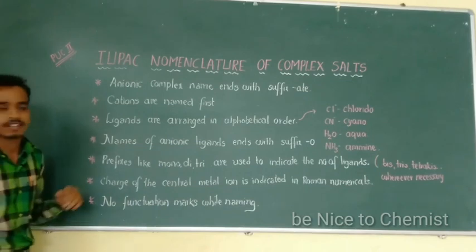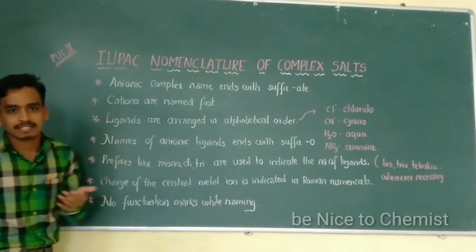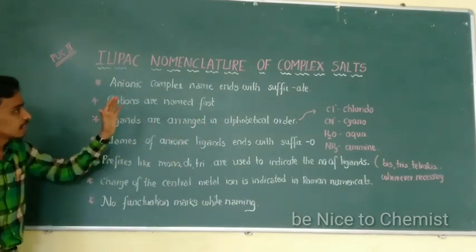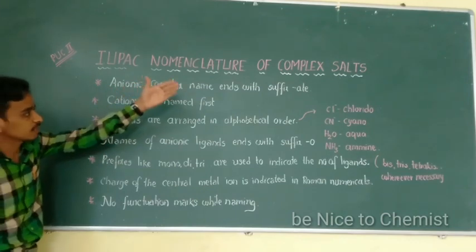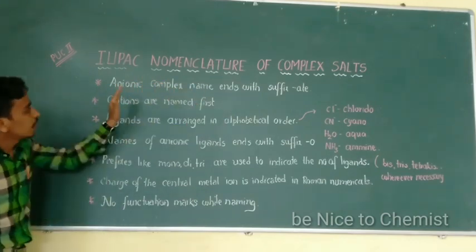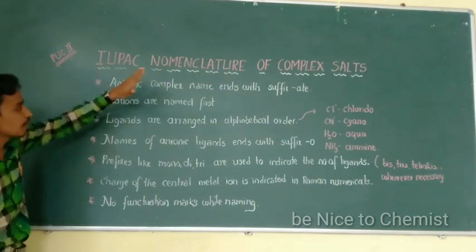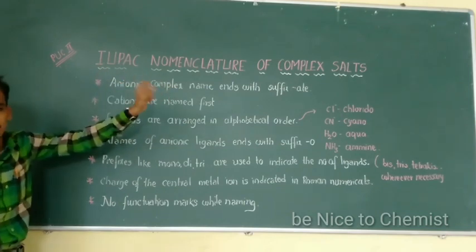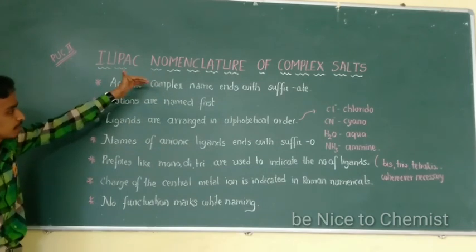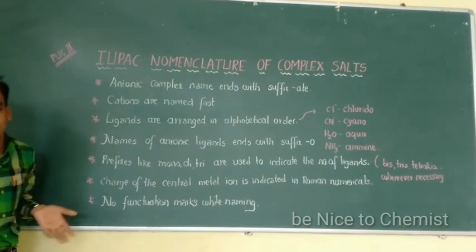In the previous video, I already discussed the complex salt types, ligand, and complex salt. The next one, central metal atom. After this, the next part is most important, that is how to name these complex salts. Complex salt naming is going to be solved in this class.